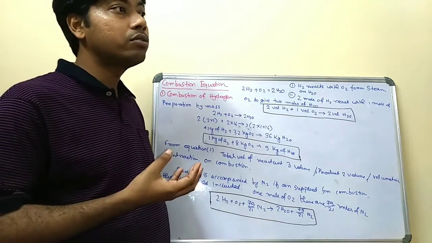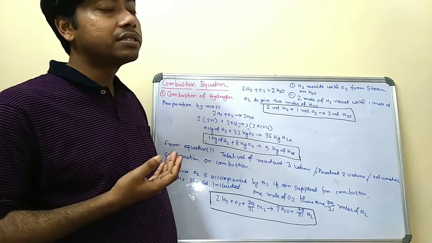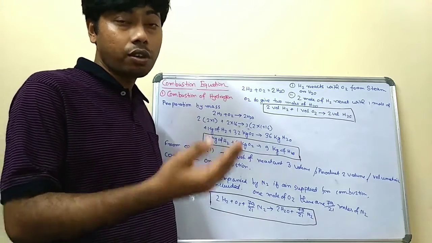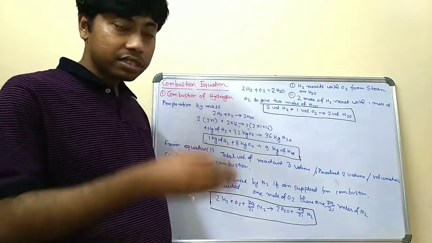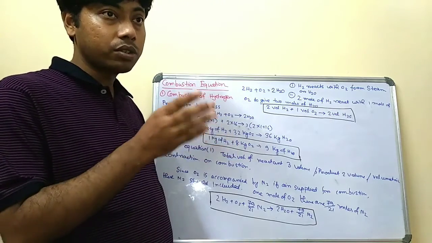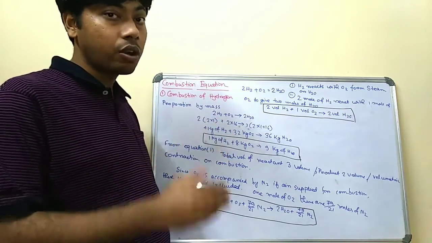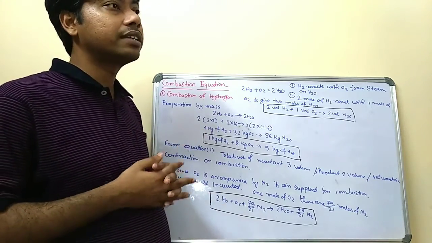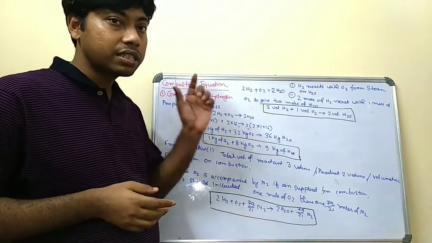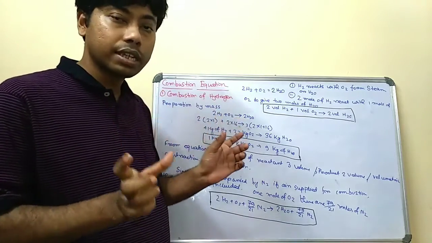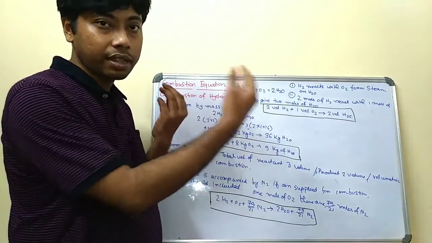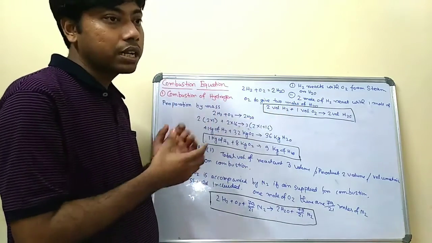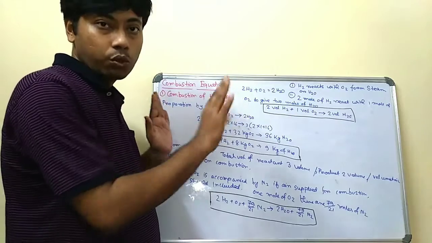If there is a lesser amount of oxygen than is required for the complete combustion of fuel, that is called incomplete combustion. But what happens when a reaction takes place? There are some reactants and some products. The reactants are on the left side and the products are generally on the right side, as shown in your chart. So obviously they should be equal.